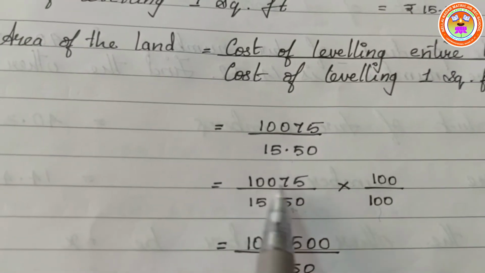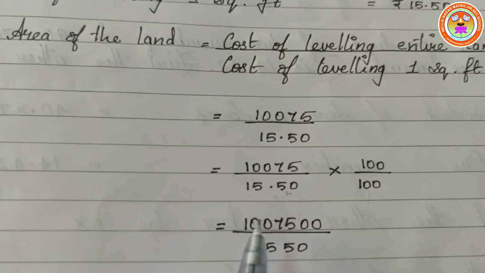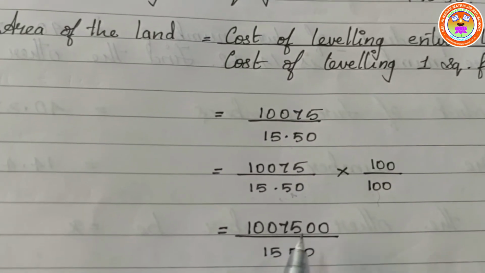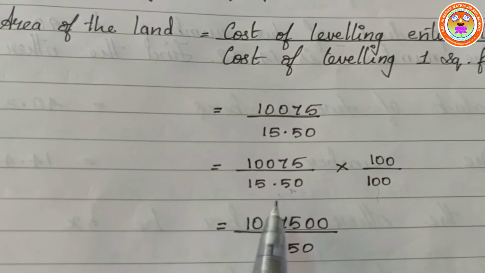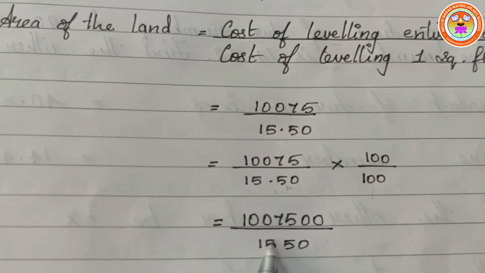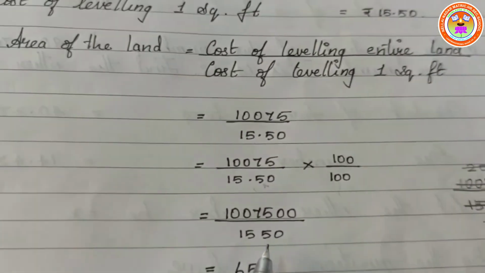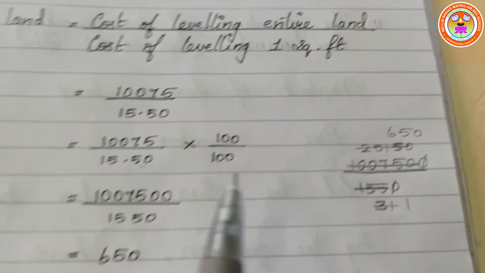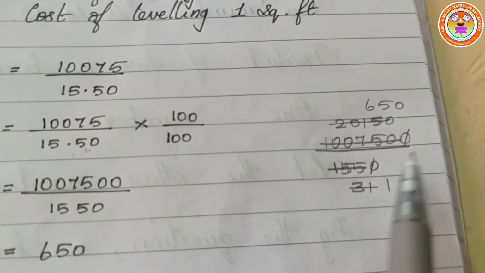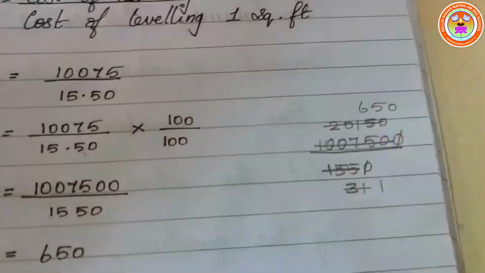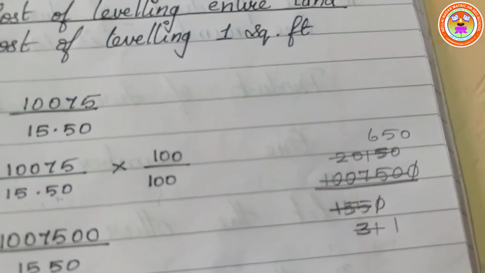This value multiplied with 100 becomes 1007500 divided by 1550. Yes, the decimal point is removed. Next, we are going to cancel. See, the cancellation part I have done here. First, we are going to cancel the zeros. So, 2 zeros are cancelled.